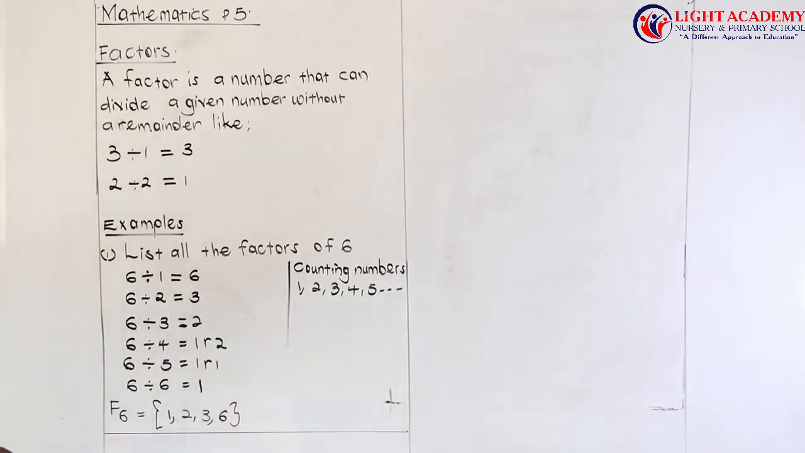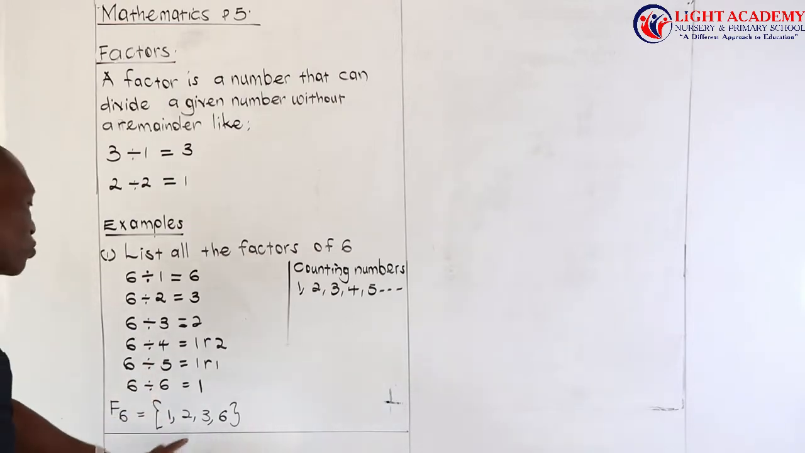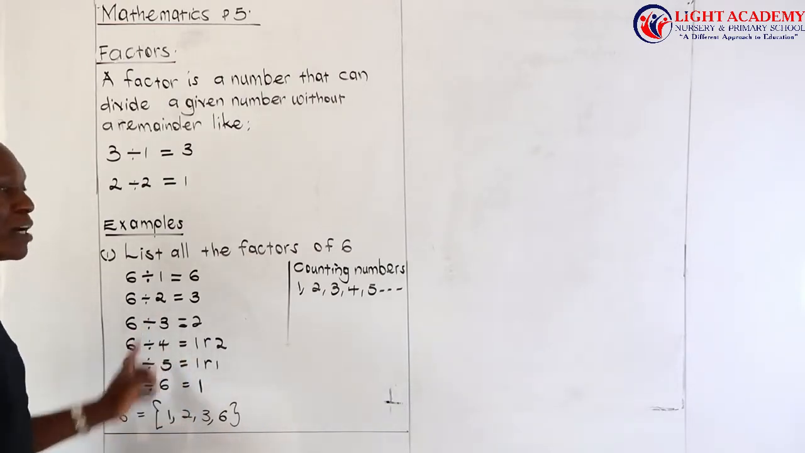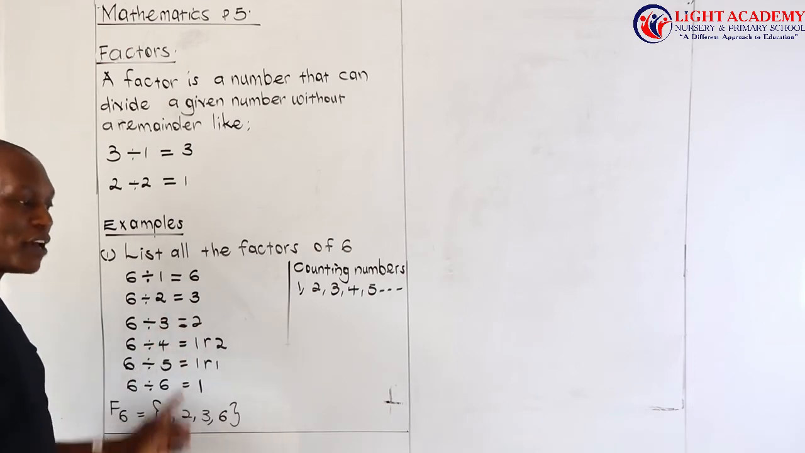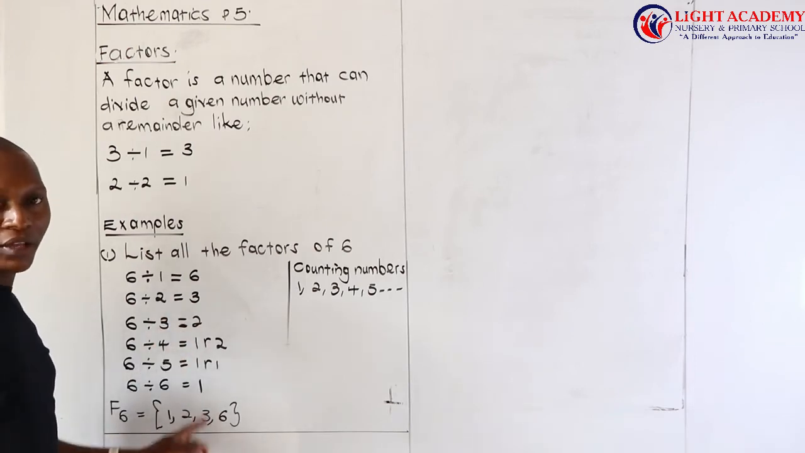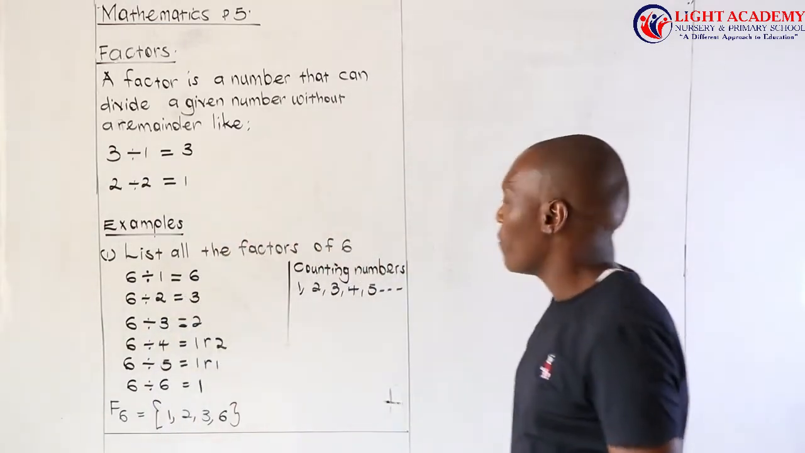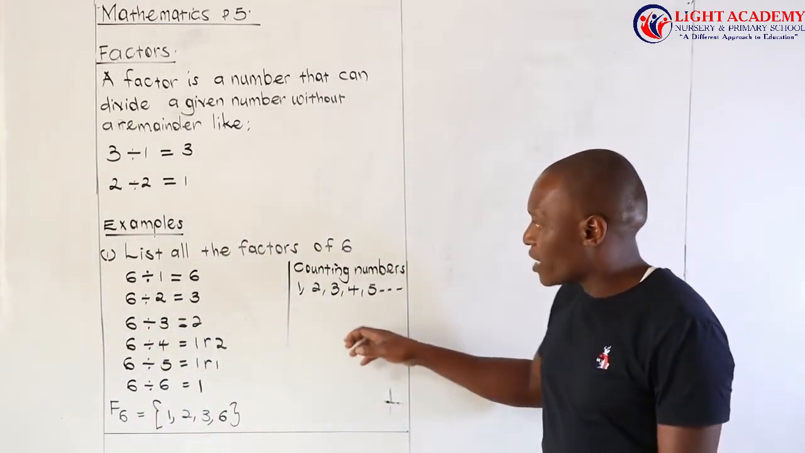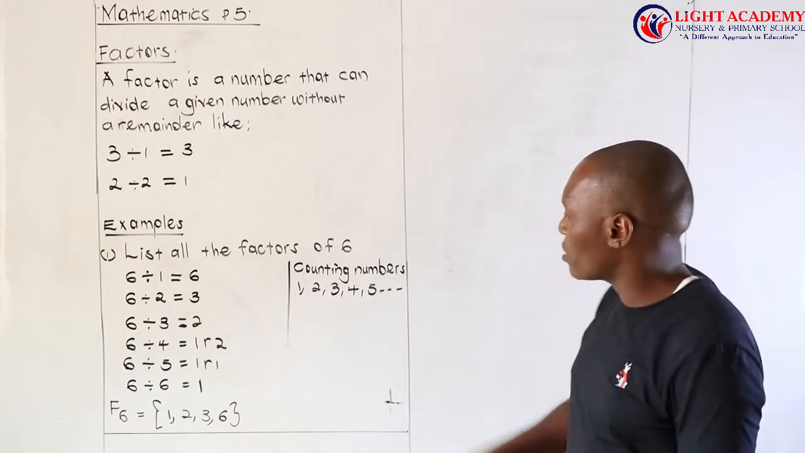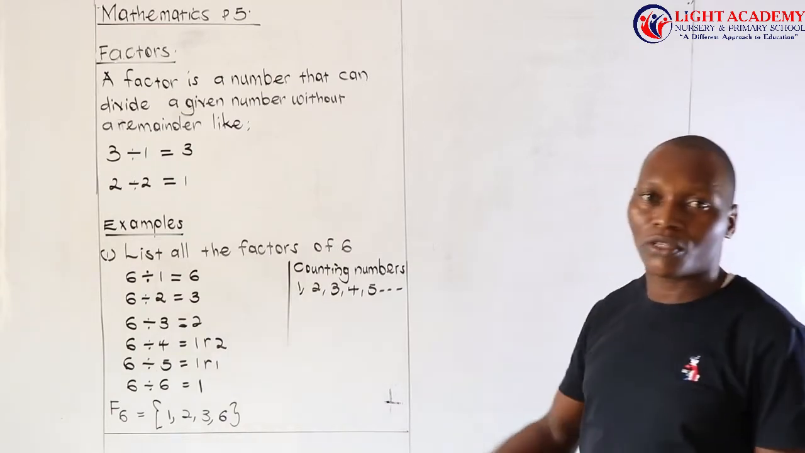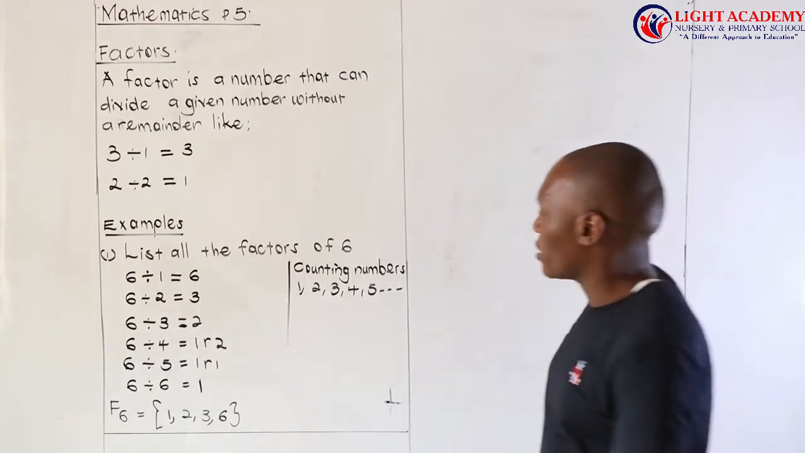Why are they factors of 6? It's just because when you divide 6 by any one of them, they don't give any remainder on their answers. So we call them factors of 6. Right. We can go on and give the second option. I'm just going to use the second option, which is always common in most of the classes.